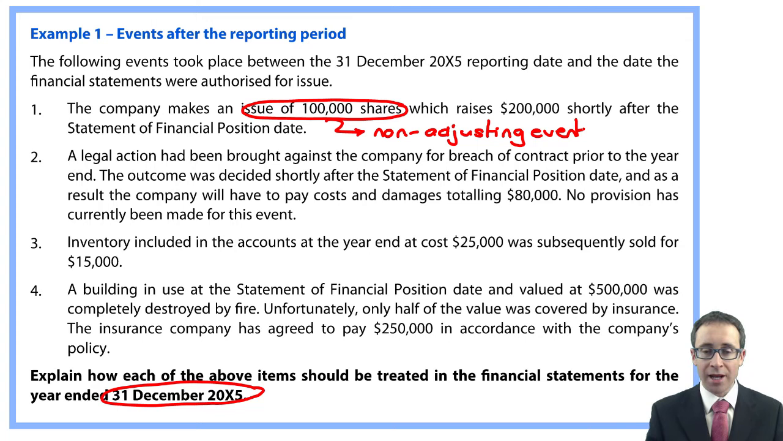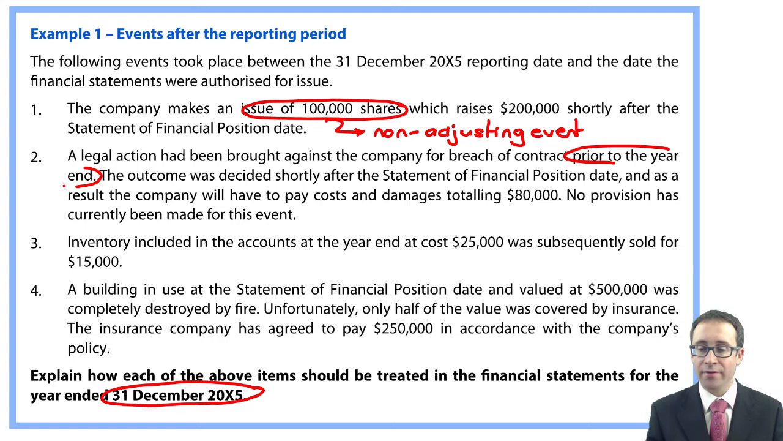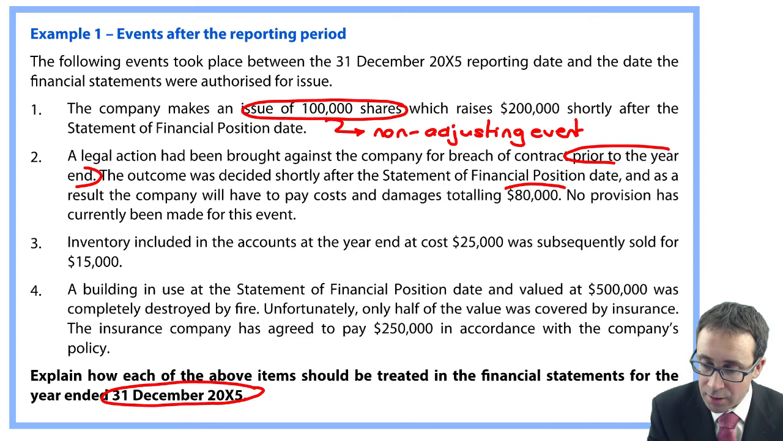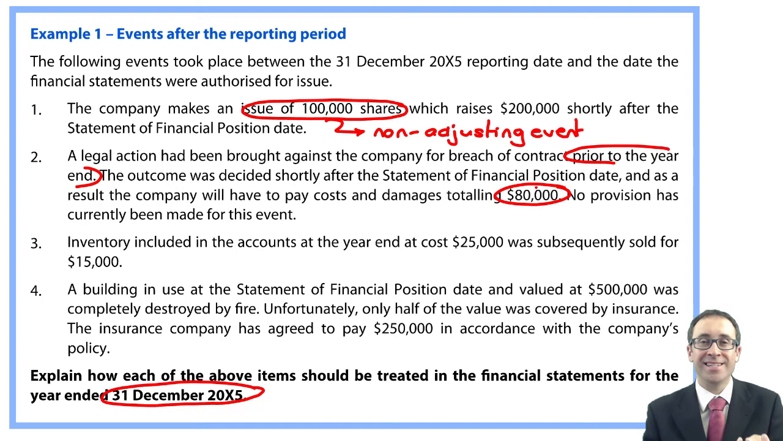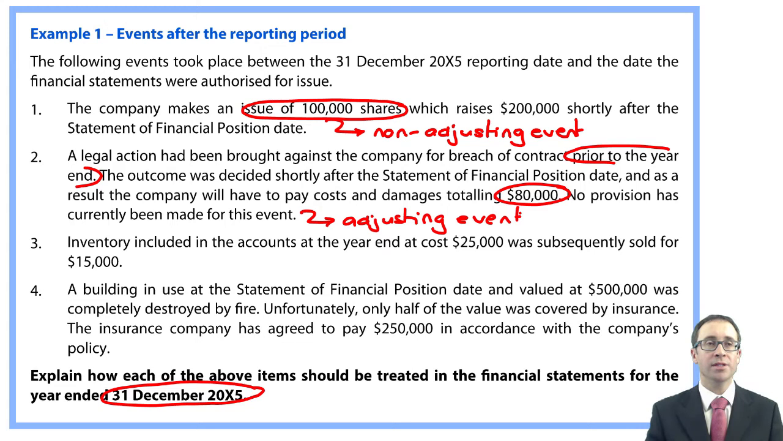Number two, a legal action has been brought against the company for breach of contract prior to the year end. So there was an outstanding court case at year end. It says shortly after the SFP date, it's been agreed the company will have to pay costs and damages totaling $80,000. No provision has currently been made, but it is giving us additional information about a condition that existed at the reporting date. So that will therefore be an adjusting event, won't it? OK. So we record a provision at the reporting date.